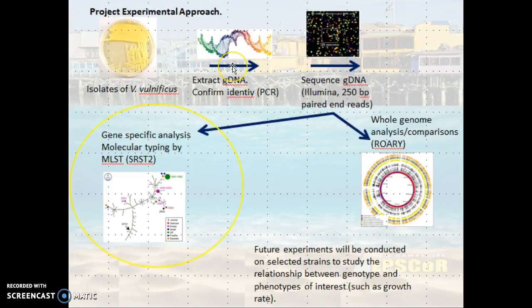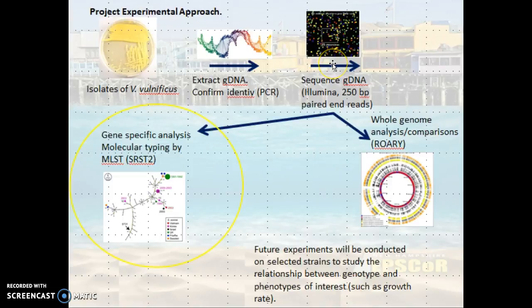We then extract genomic or gDNA from the isolates, and we use PCR using a PCR reaction that amplifies a species-specific marker gene, the VVH gene, found only in Vibrio vulnificus. So a band on the PCR means you've got Vibrio vulnificus. A lack of band indicates that you do not. That tells us that we've got genomic DNA and it's good quality and it's actually from a Vibrio vulnificus.